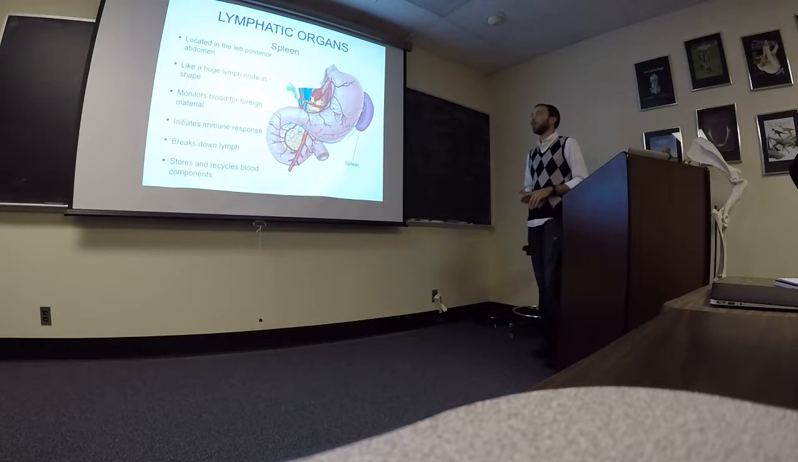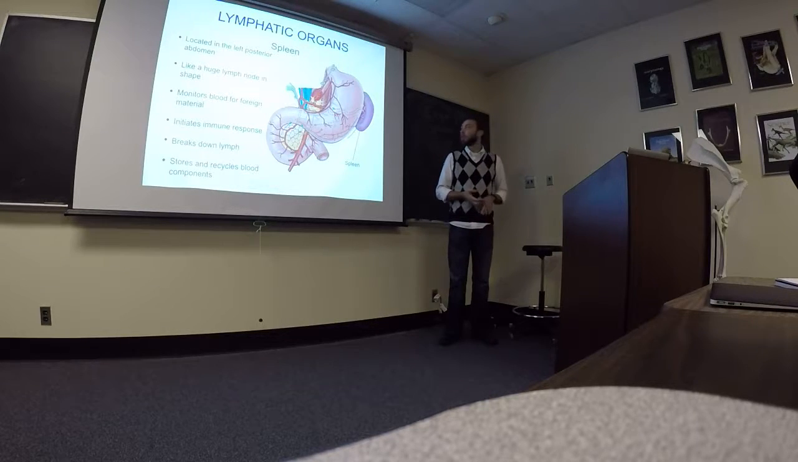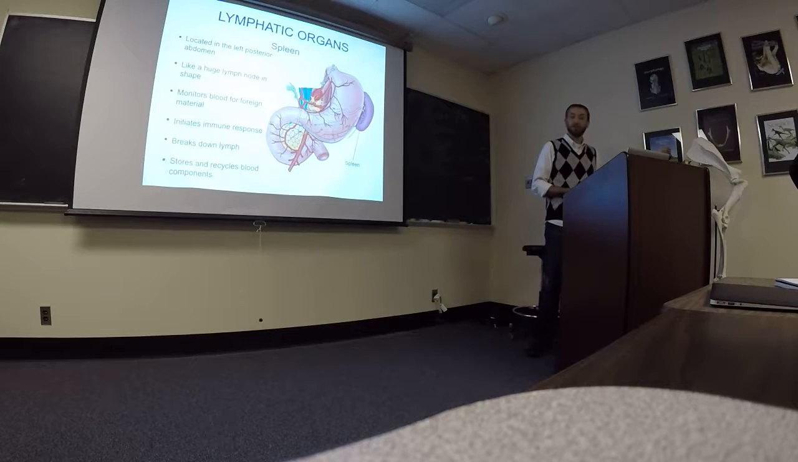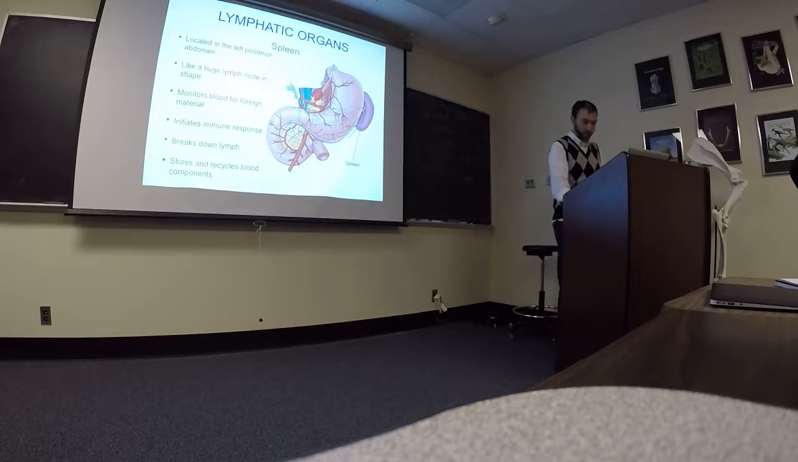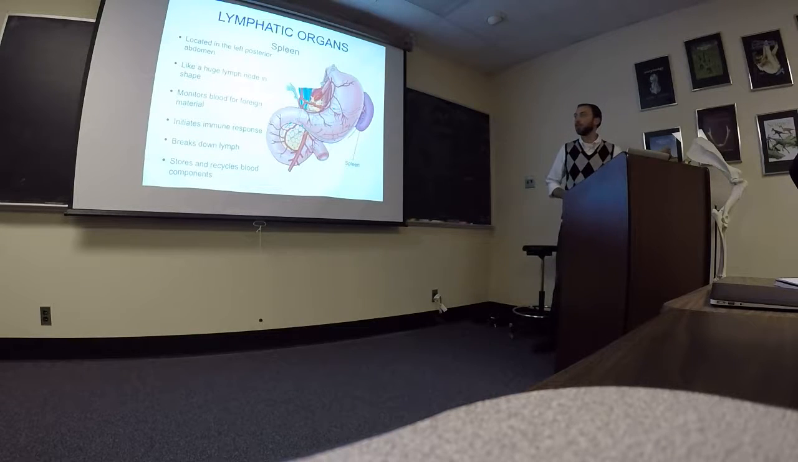Okay, our largest lymphatic organ is the spleen. So we mentioned the spleen when we were talking about the abdomen. The spleen is located in the upper left part of the abdomen, and in shape, it looks like a really oversized lymph node. The spleen has a number of functions.